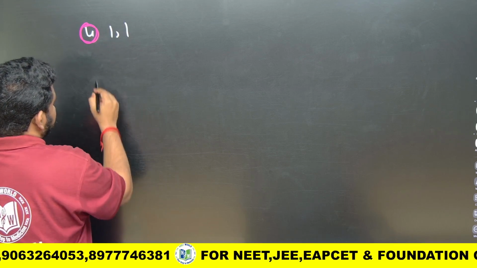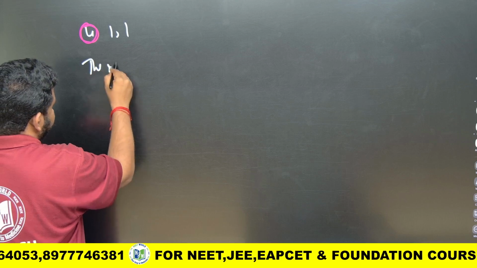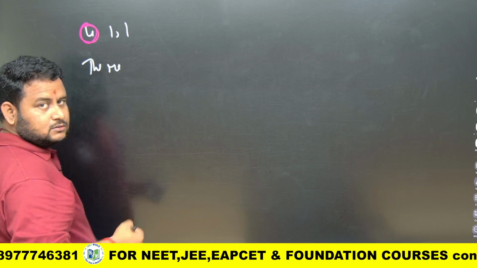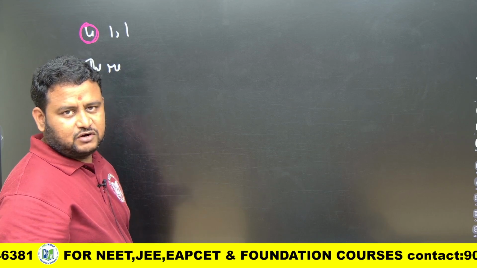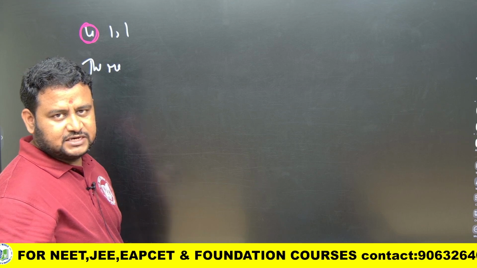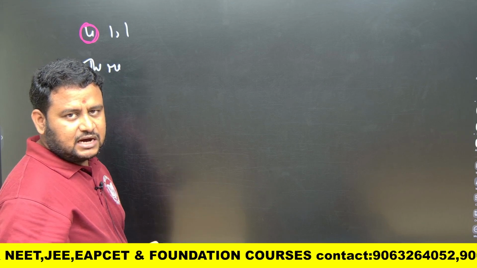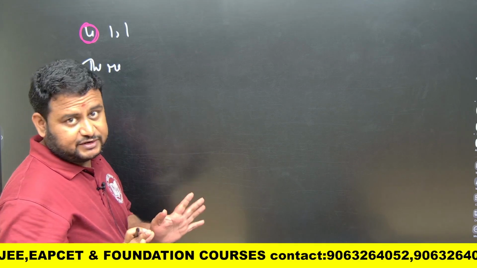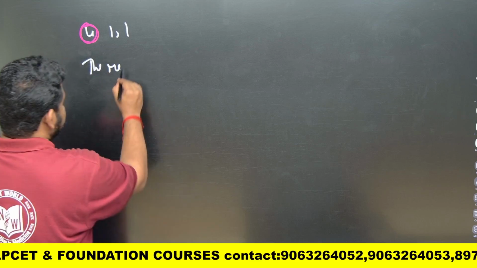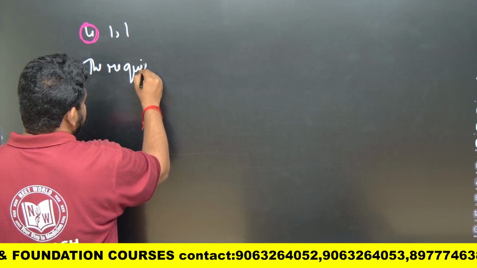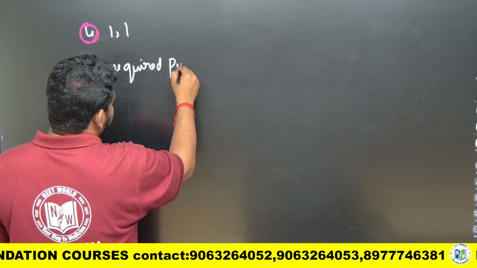One comma 1. So the required polynomial is. So directly I am writing. First you should write: let the quadratic polynomial be ax square plus bx plus c, then alpha and beta be its zeros. That you have to write in every question. But here I am writing directly. The required polynomial is.